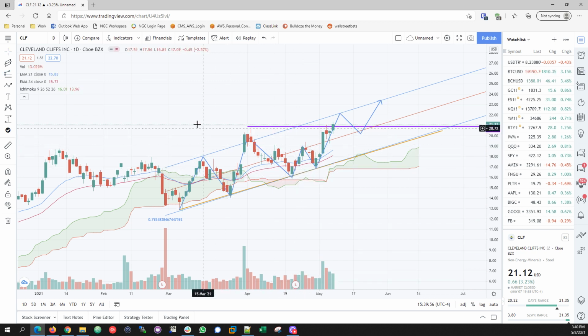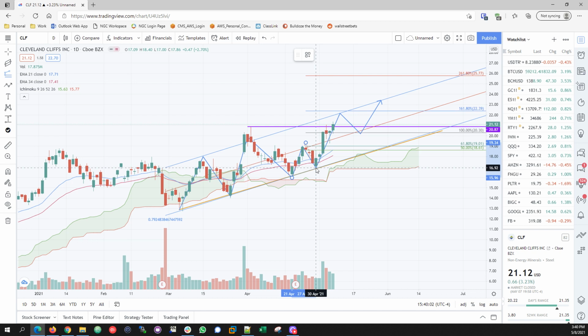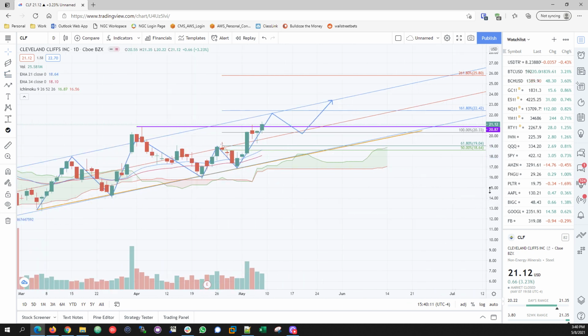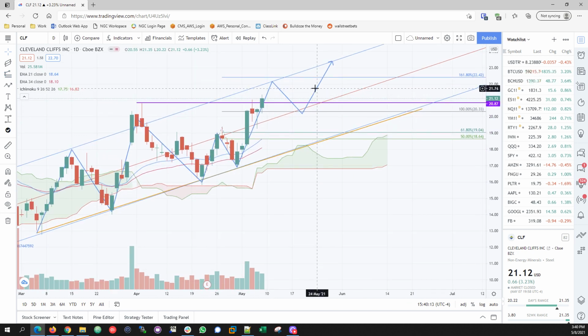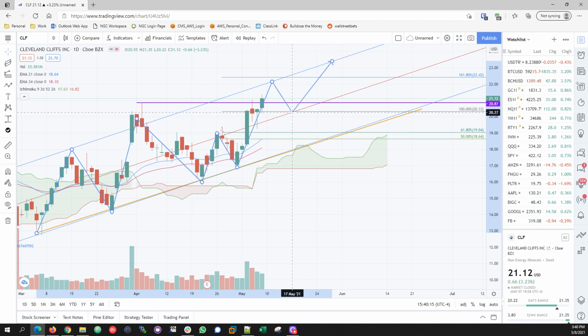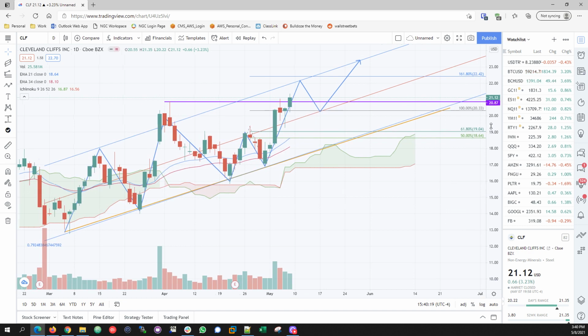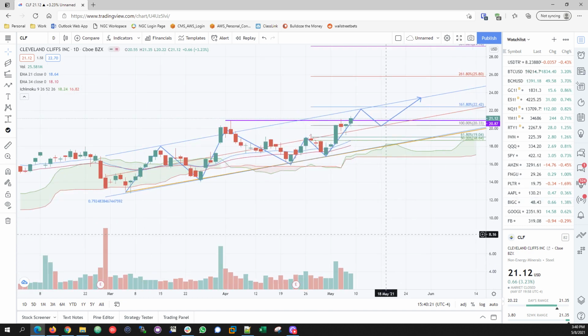Sorry about that, one second. There you go. Support is 20.33. That's what I see. I see a W and it'll flag and it'll probably go up from there.